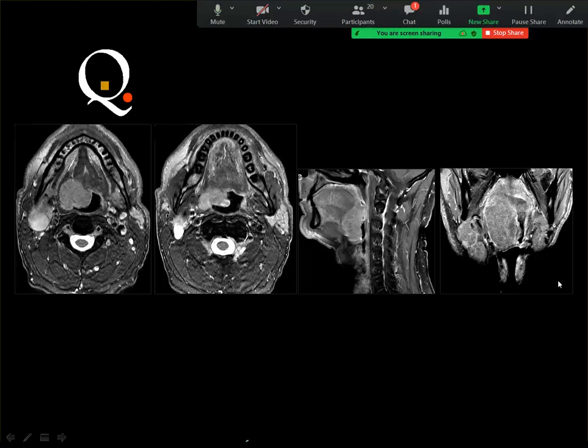Next case is an MRI. This is T2 weighted images, and this is sagittal T1 post contrast and coronal T1 post contrast, and you got a mass that is protruding into the oropharynx.